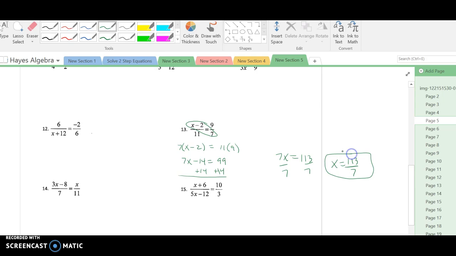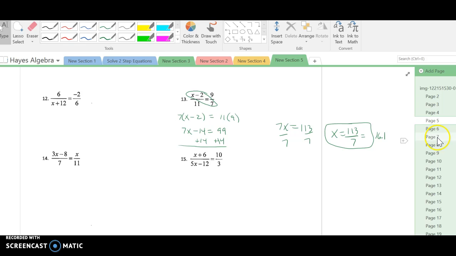I don't mind if you leave your answer like that. It cannot be reduced. Just leave it like that. Or if you feel more comfortable, you can take it down to a decimal and round to the nearest tenth. Okay, so that's 8 and 13. If you need any more help, I'll make some extra problems up.